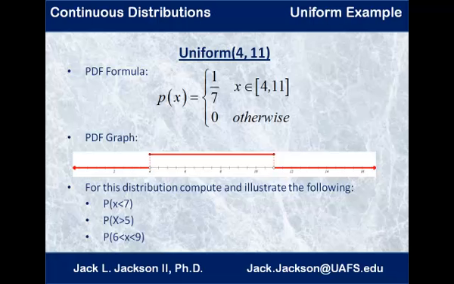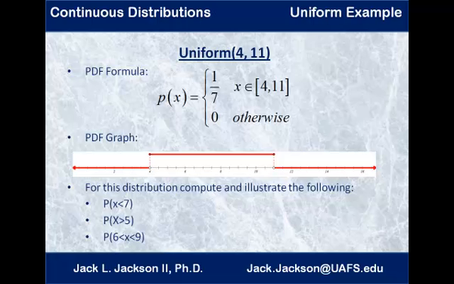So for this distribution, see if you could go ahead and compute and illustrate the following probabilities. First, what's the probability that x is less than 7? What's the probability that x is greater than 5? And then what's the probability that x is between 6 and 9? You should be able to illustrate these as areas on the graph of the PDF, and then you can also compute numbers for them, compute probabilities. Please do this. Press pause now.